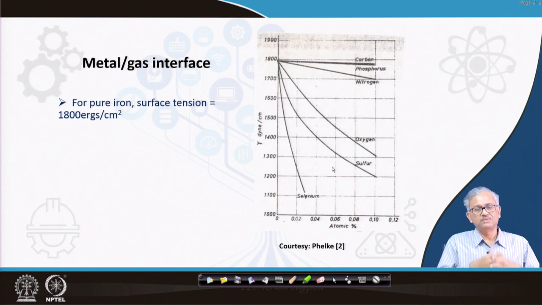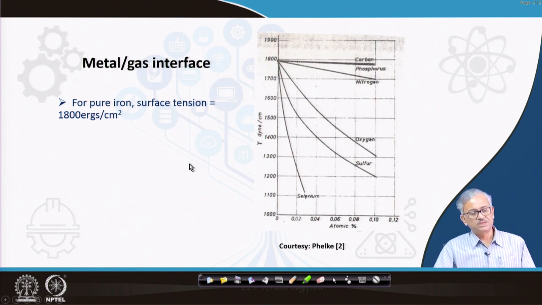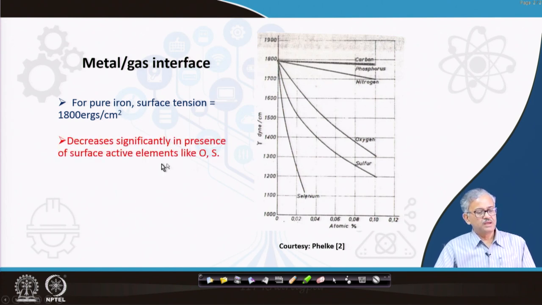All these are welcome things, because you have oxygen and sulfur both in the bath. So these are helpful basically for reducing the surface tension and stabilizing the emulsion, and the surface tension decreases significantly in presence of surface active elements like oxygen and sulfur.